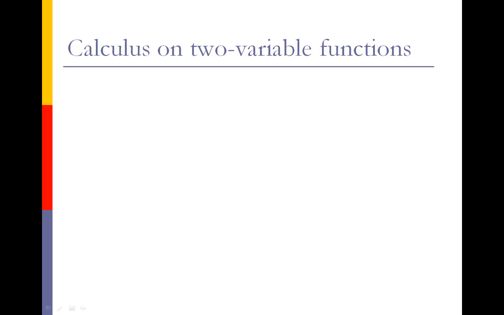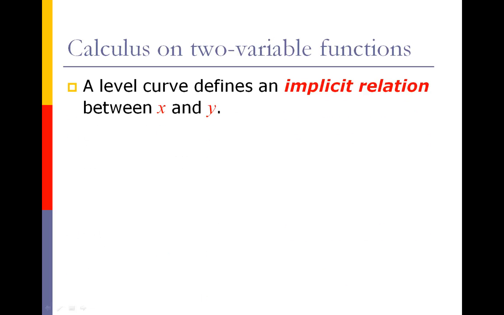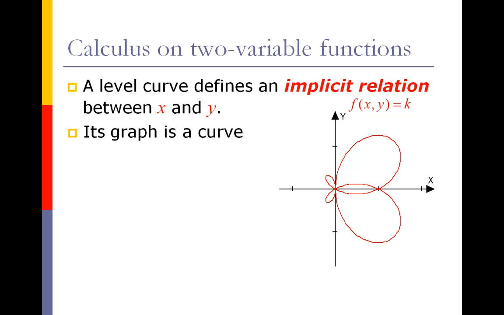So let's have a look at these two familiar concepts related to two variable functions, and as they relate with calculus. The first one is the one I've just mentioned, and that is the one related to level curves. If I have a level curve, what I really have is an implicit relation between the two independent variables, x and y. Now we know that an equation like that will have a graph that is a curve, but it's a curve that may look like this.